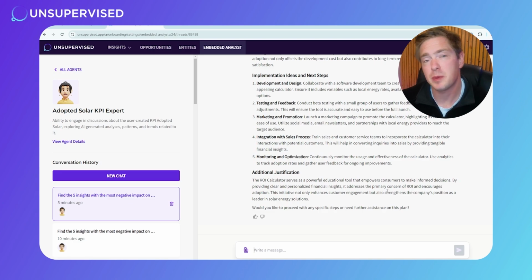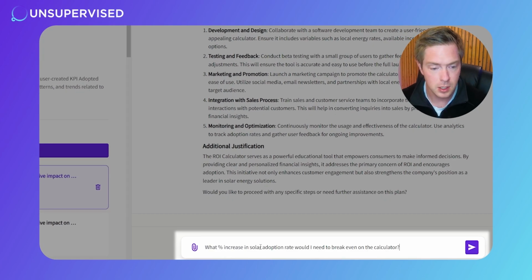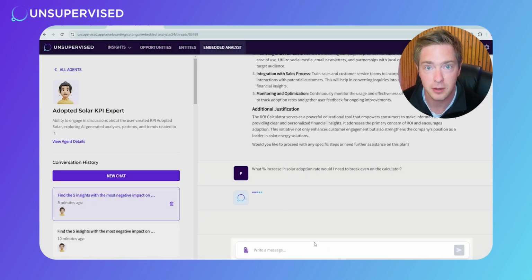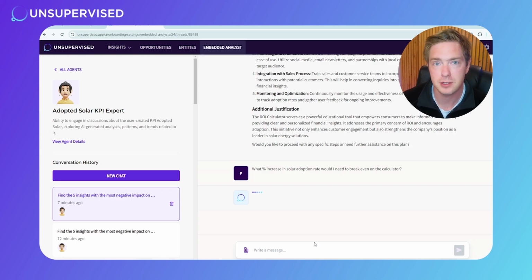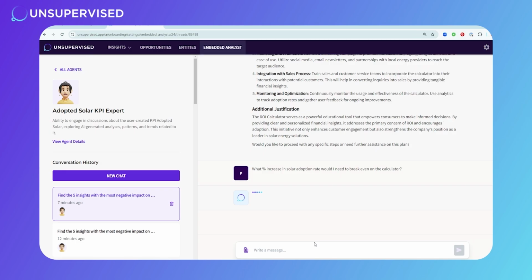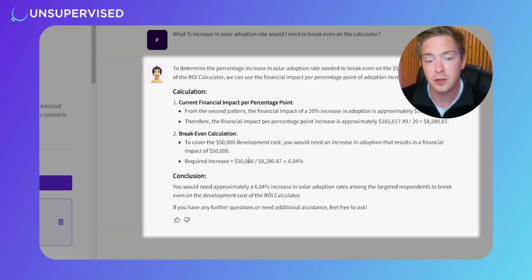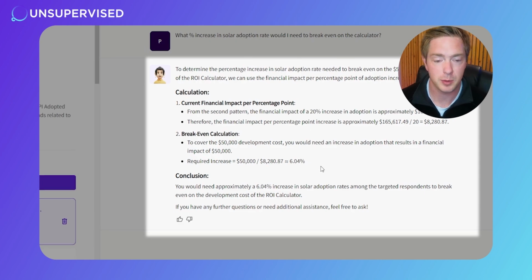Now, before I get too deep into the implementation of all of this, I'm going to ask another question just to make sure I'm looking good from a financial business case perspective. And that is, well, what increase in solar adoption rate would I need to break even on developing this calculator? And remember, I just gave it that $50,000 number for upfront development cost. And you can see the analyst has done that calculation for me. And so with the upfront expense of $50,000, we then need an increase in adoption rates of 6% to break even on that upfront investment. So that makes me feel much better about moving forward and proposing an implementation.